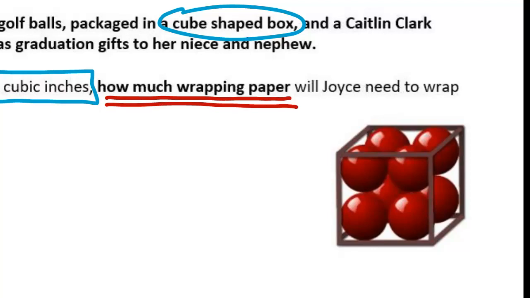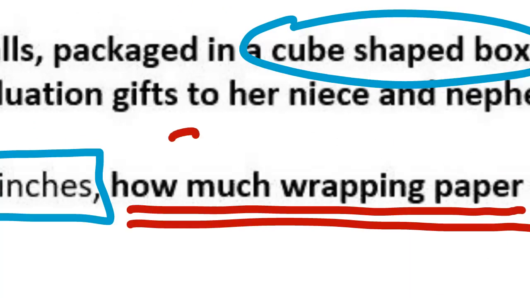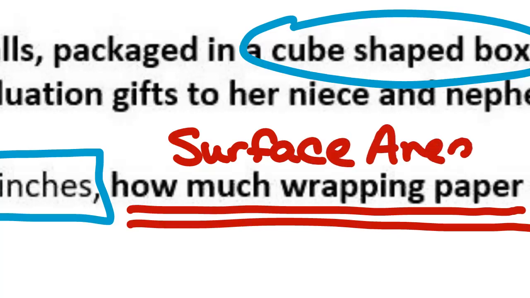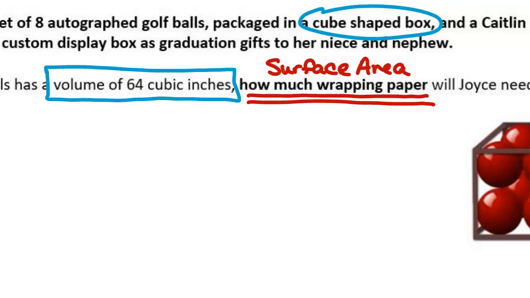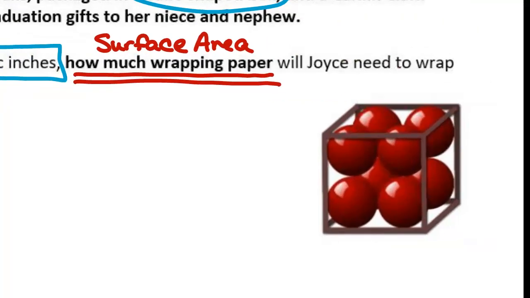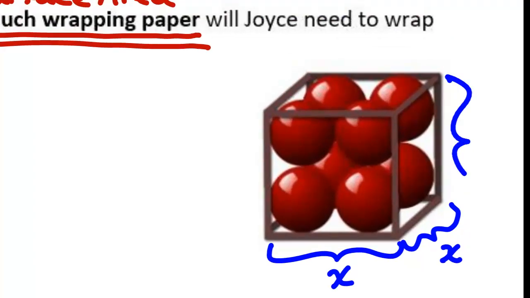If I want to know how much wrapping paper, what am I asking about? Surface area. But they didn't tell me how big the cube is. They told me the volume of the cube, but they didn't tell me how big the sides are. Since I don't know how big the sides are, what should I call them? X. And because it's a cube, if I call the length X, how big would the width be? The same, it would also be X. What about my height? So X, X, and X all the way around, length, width, and height.